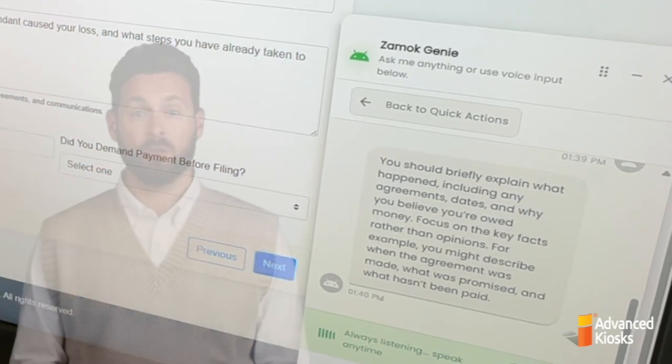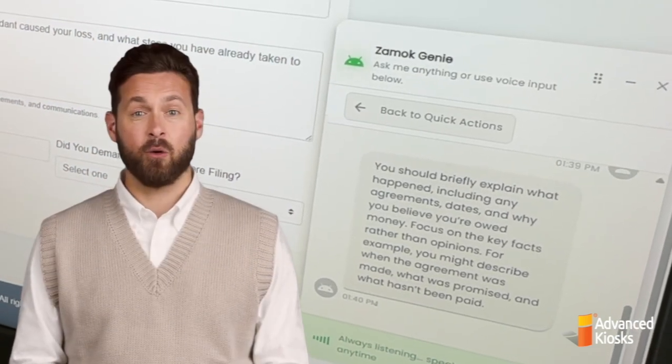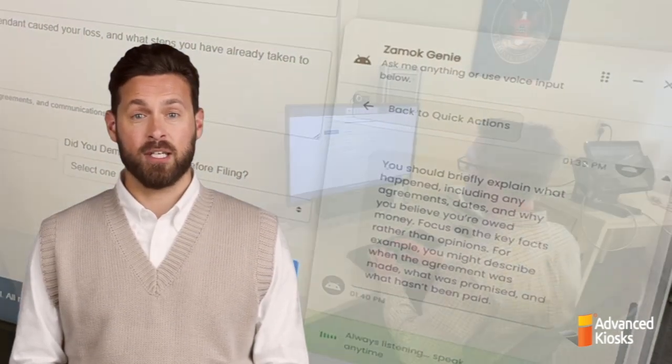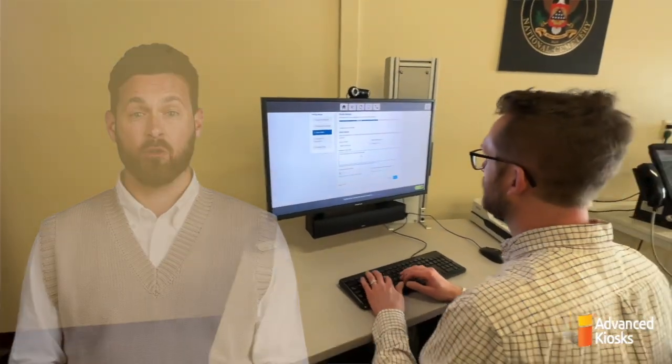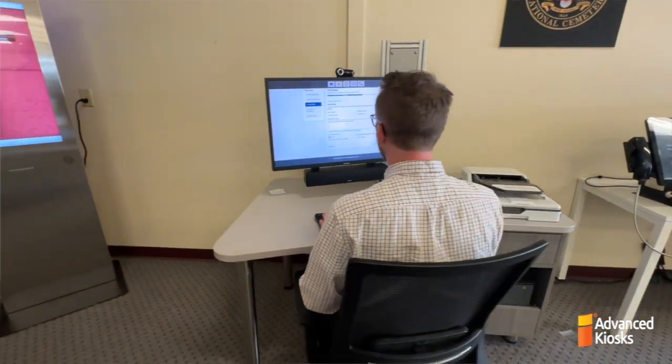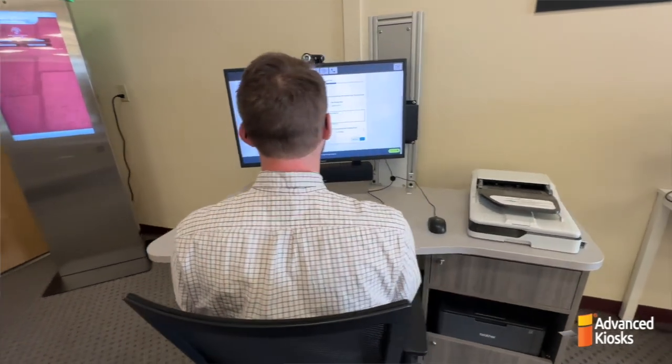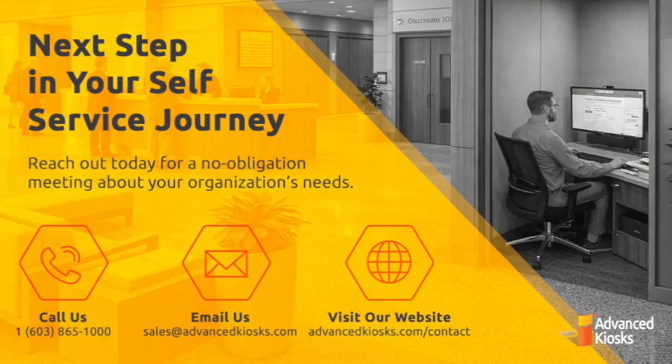The result is a more accessible and supportive experience for self-represented court users while maintaining the accuracy, oversight, and trust that courts require. Advanced Kiosks with AI-guided eForms assistance, helping courts make services easier to understand, easier to access, and easier to complete.